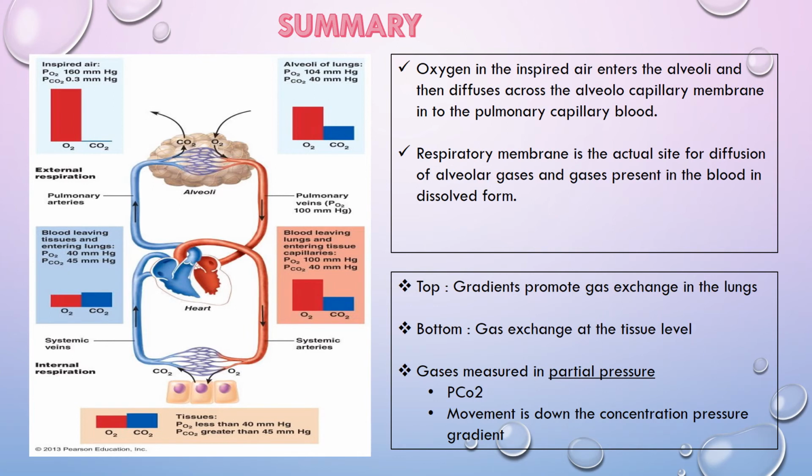oxygen can diffuse into our body when the concentration of oxygen in our body is low. First, we need to understand that gradients promote gas exchange in our body. Second, gas exchange occurs at the lung and tissue level. Third, gas is measured in partial pressure and the movement is down the concentration pressure gradient.